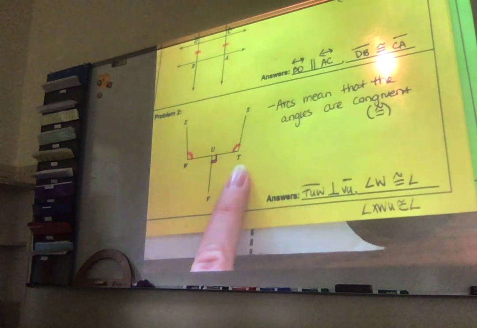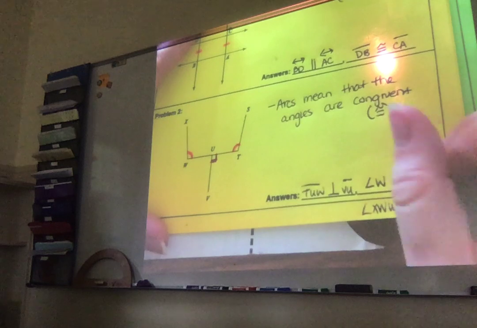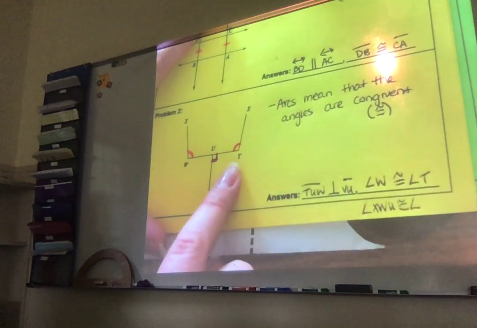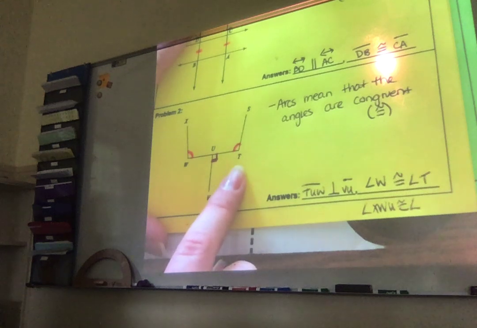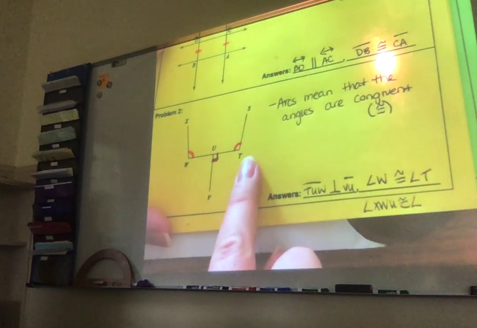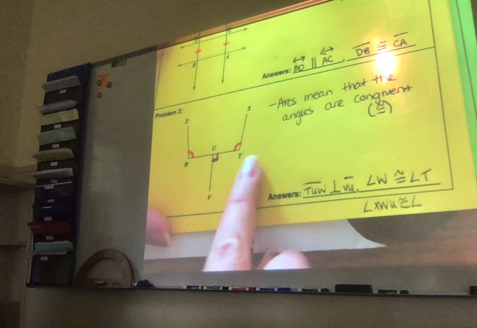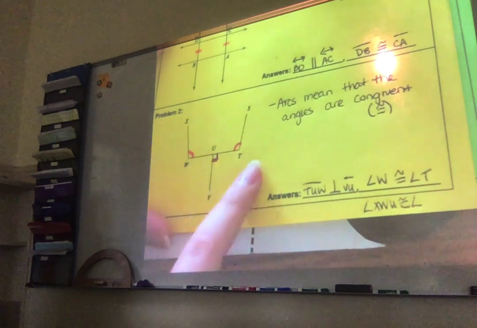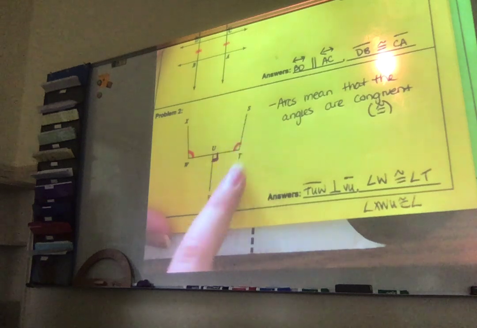Angle T. Yep, angle T. Thanks, Max. And Annabelle, what would be the other name for angle T, using 3 letters? For angle T. Mm-hmm. This angle right here. How else can we name it? If this angle's other name is XWU, this one's name could be STU.